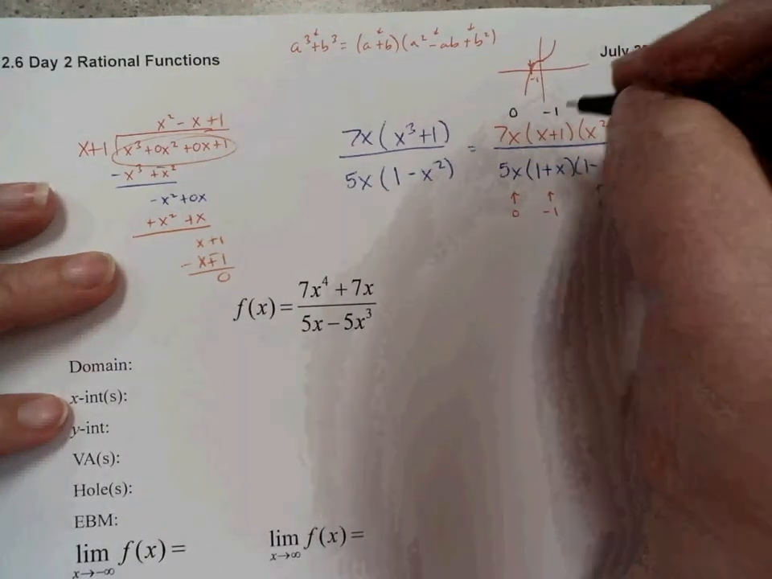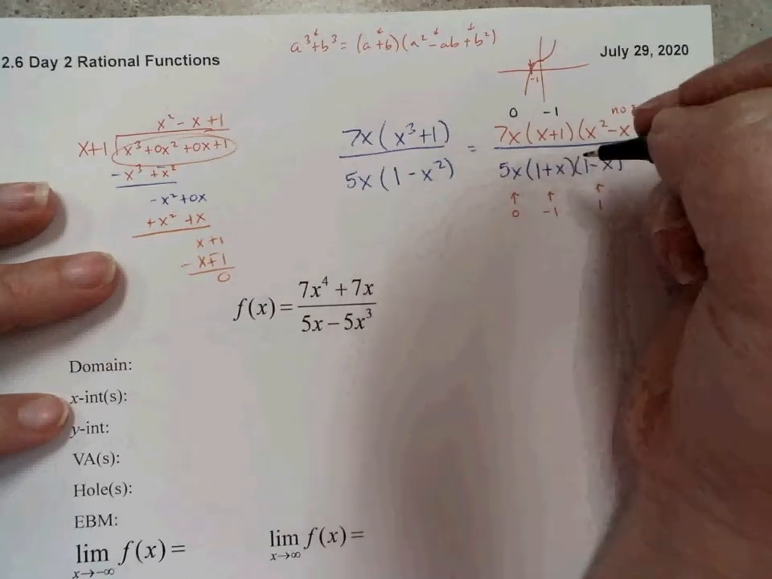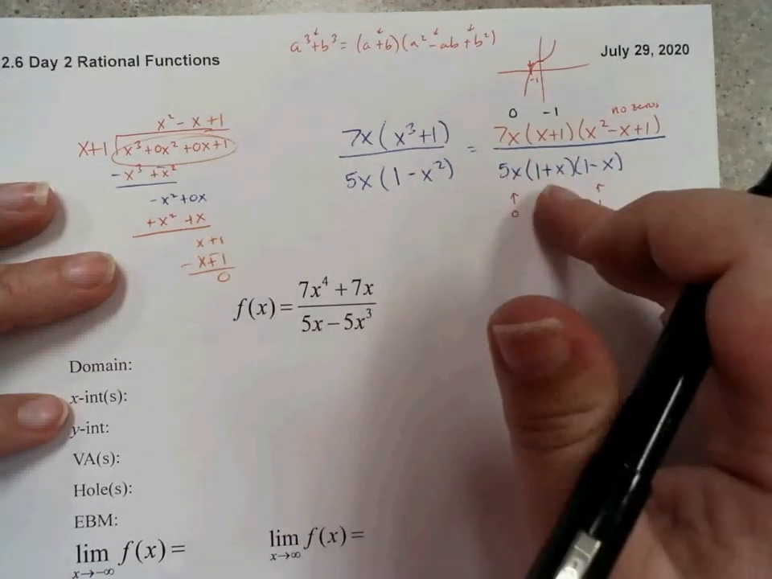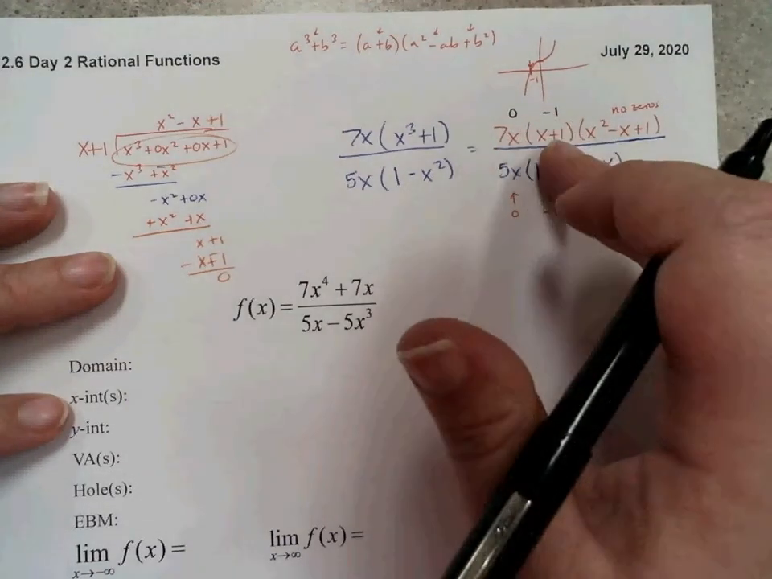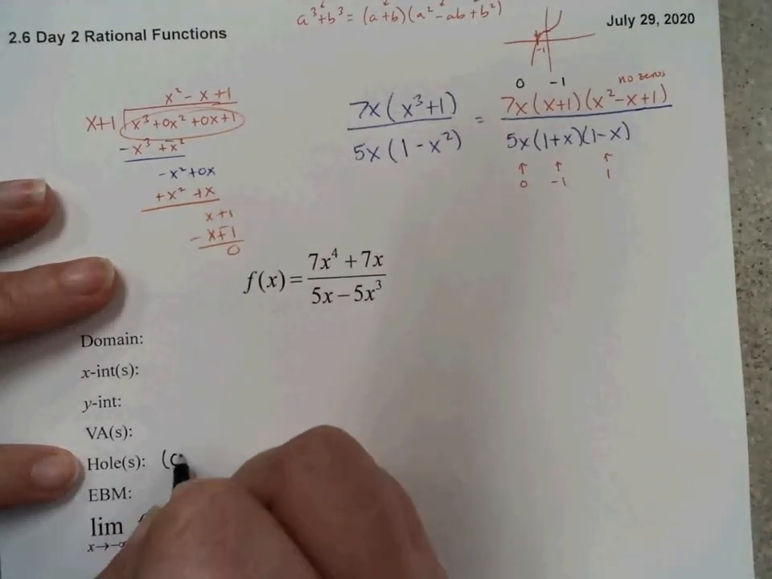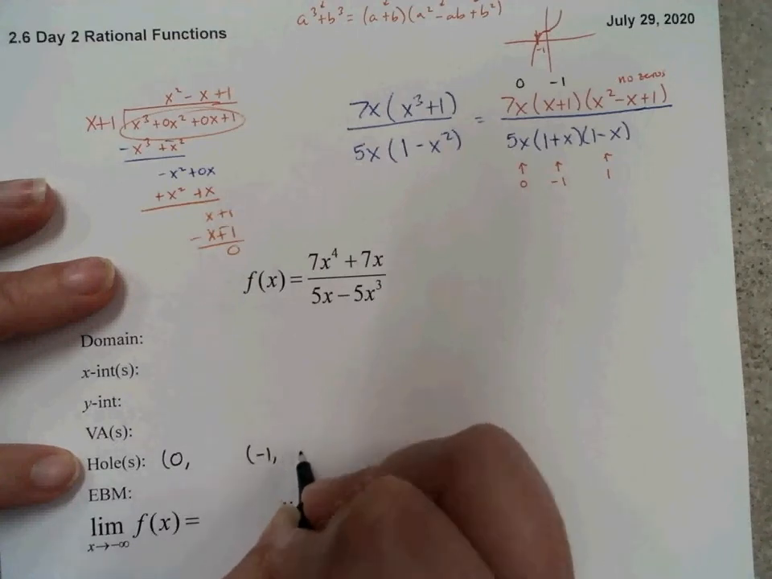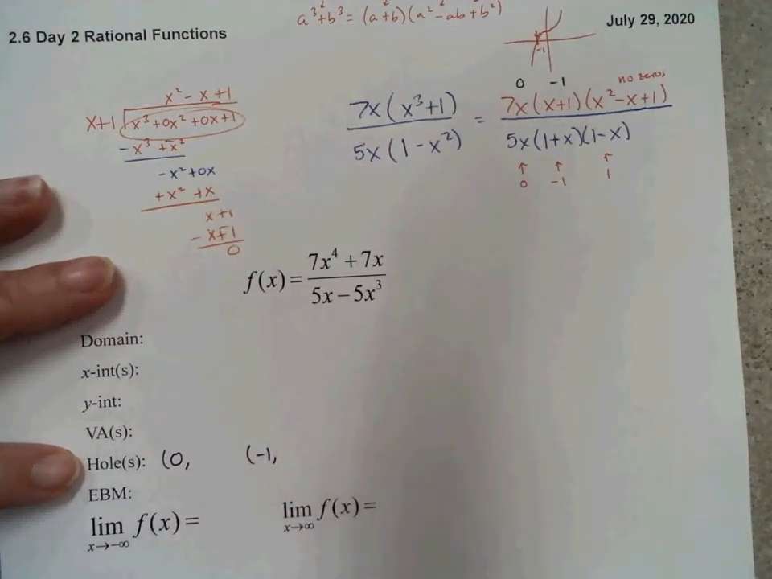So are any of these shared? Yes, absolutely. 7x and 5x are just x's, right? And then x plus 1 and 1 plus x, same thing. These share a common factor in the numerator and denominator, which means that they're both holes in the graph. So in fact, we have a hole at 0 comma something, and we have a hole at negative 1 comma something, right? So we're going to have to figure that out.